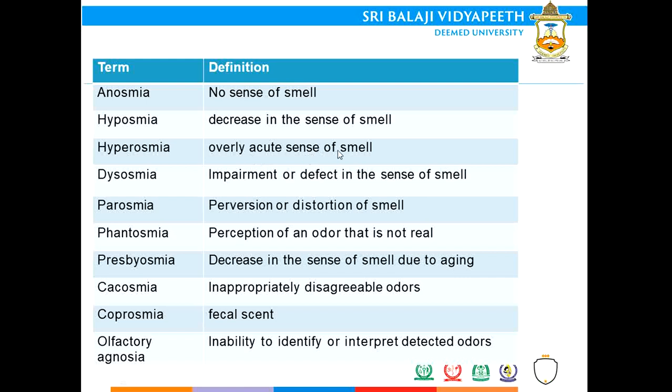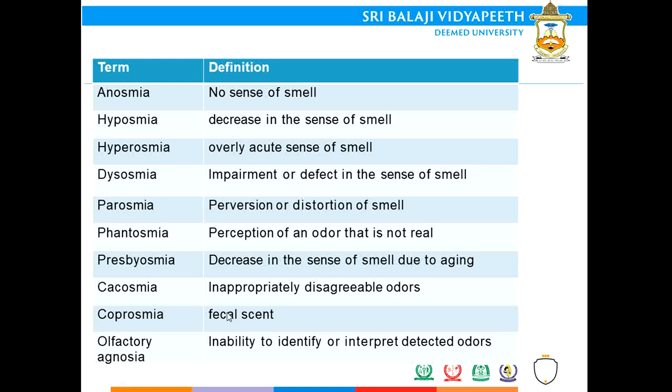Hyperosmia means an increased or overly acute sense of smell. Dysosmia means impairment or defect in the sense of smell. Then parosmia means perversion or distortion of smell. Then phantosmia means perception of an odor that is not real, that is not existing. Then presbyosmia means decrease in smell due to aging. This is not any disease but is due to aging. And cacosmia means an inappropriate, disagreeable odor.